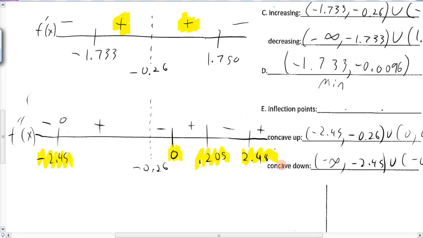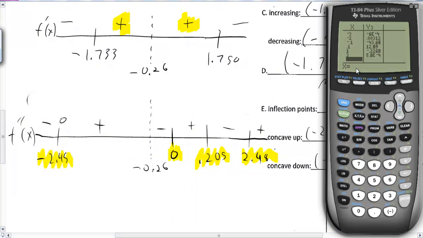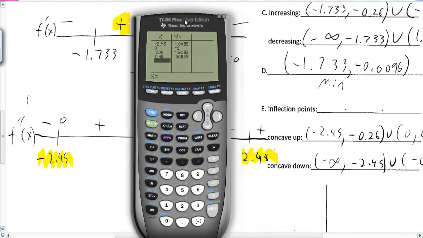So to get those inflection points though, we need to go back into our calculator, and these values, you have to remember, are not your y values. These are your concavities. So they're your accelerations or your second derivatives. So we want to go back and turn on our first, or y1, and go into our table. And the new values we're going to type in are all these inflection points we just highlighted. So negative 2.45, 0, 0.205, and 2.48.